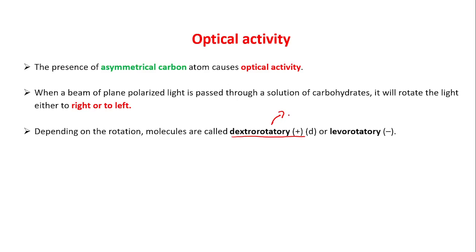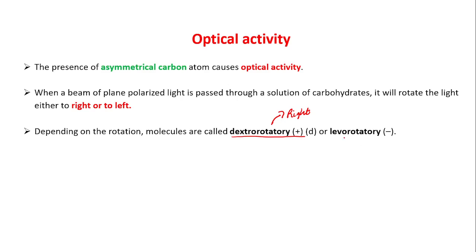Now, when a molecule rotates to the right, it is known as dextrorotatory. Dextrorotatory is the name which is given to a molecule which is rotated to the right when it is exposed to what we are calling polarized light. And this polarized light is a light which is going to act on an asymmetric molecule, or a molecule that is having a chiral carbon, and this molecule will rotate to the right.